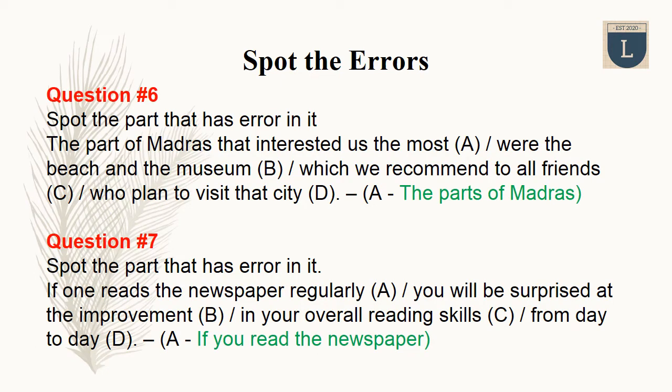Question 6. The part of Madras that interested us the most were the beach and the museum, which we recommend to all friends who plan to visit that city. The error is in part A, because it's talking about more than one part or place of tourist attraction, places to see. Therefore, the parts of Madras, plural, has to be used, not the part. The parts of Madras that interest us are the museum, the beach, and other things which we recommend to the friends.